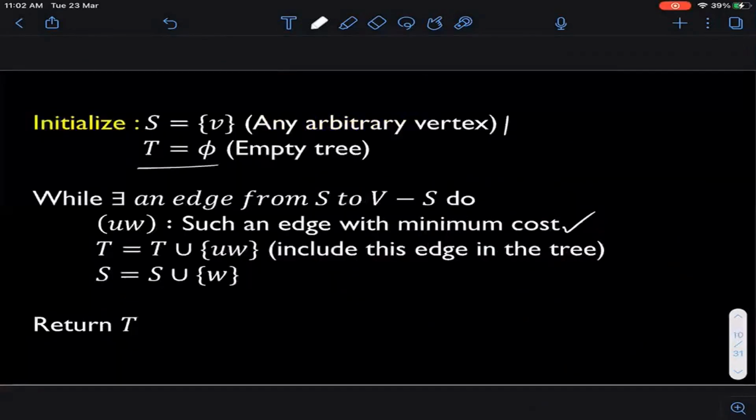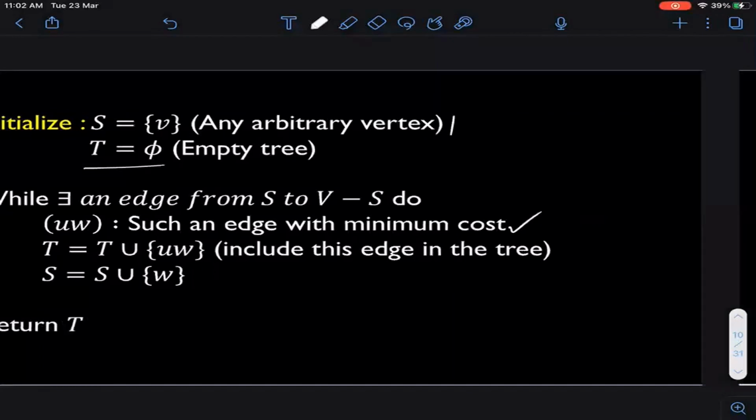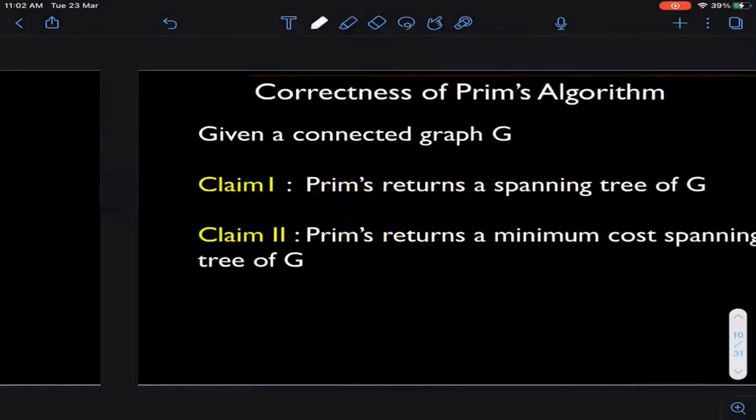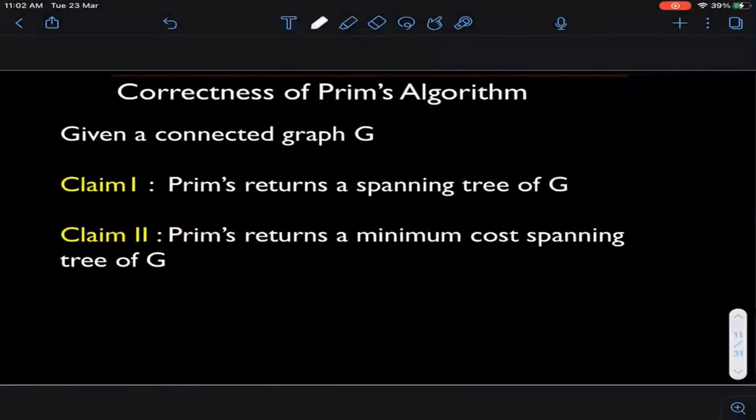Mitakshi is asking, isn't proving claim two enough? Mitakshi, why is it enough? I don't see why this algorithm will return a spanning tree. That needs a proof, right? In your algorithm, there is nothing explicit which says that this is going to be a tree. That needs a proof. I'm just saying that I will do this in two parts. This is the main claim, but I will do it in two parts: first of all, it's a spanning tree, and secondly, it's a tree which is of minimum cost.